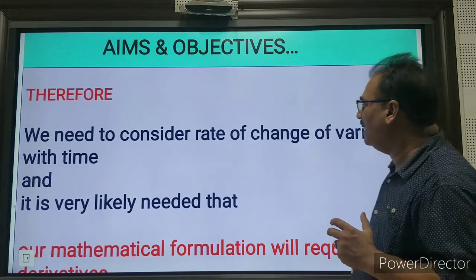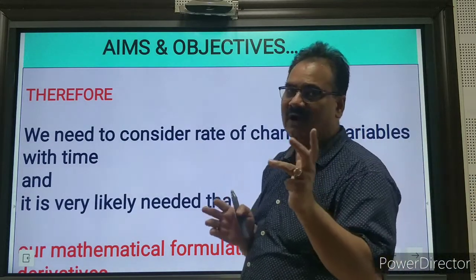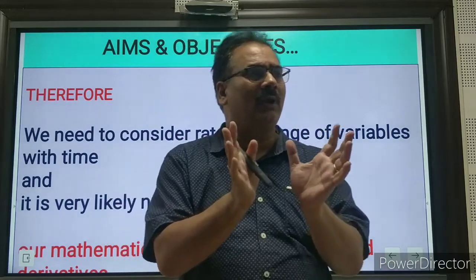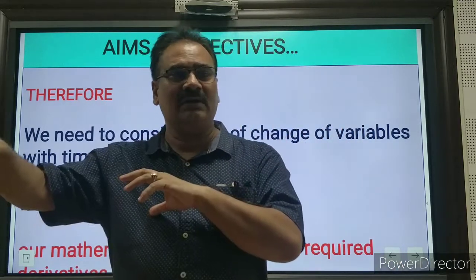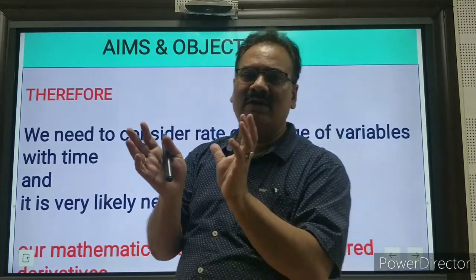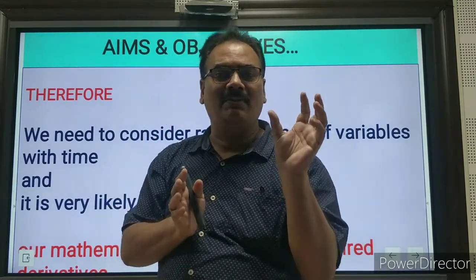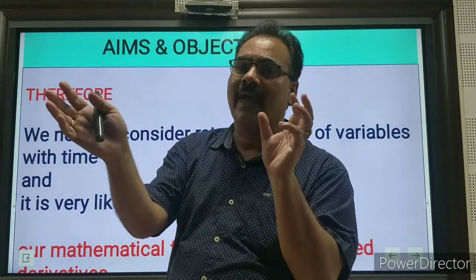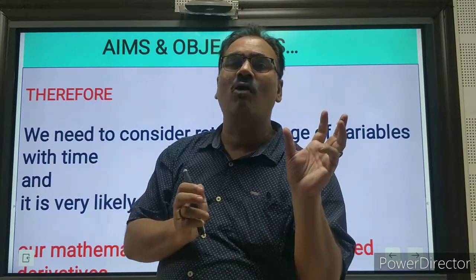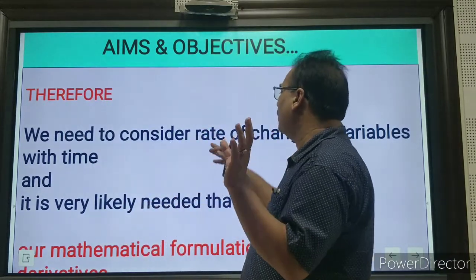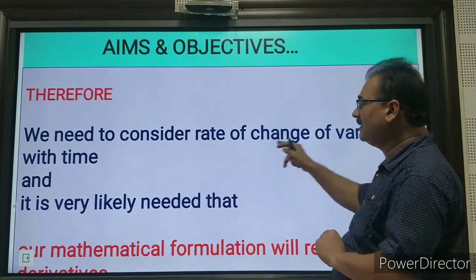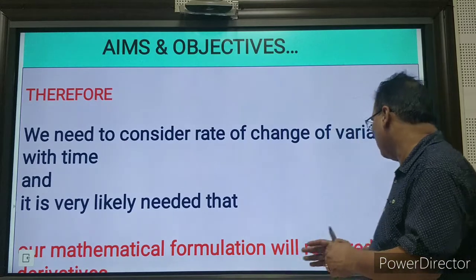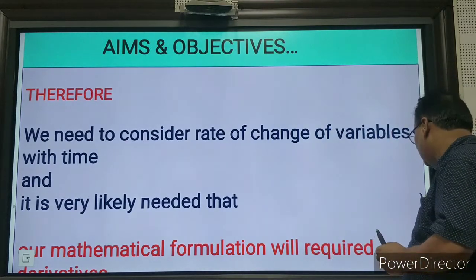Now therefore we need to consider the rate of change. When we talk about variable or constant, whenever we discuss y is equal to f(x), y is always the dependent variable and x is independent. So that is the function, y is equal to a function of x. One is input, another is output. So in that sense, we need to consider the rate of change of variables with time, and it is very likely that our mathematical formulation requires derivatives.